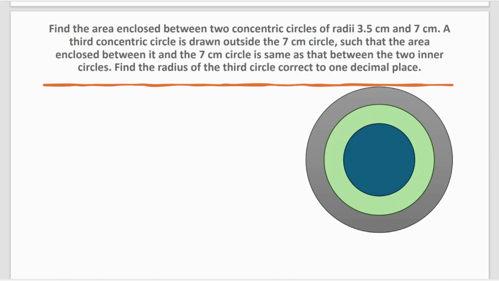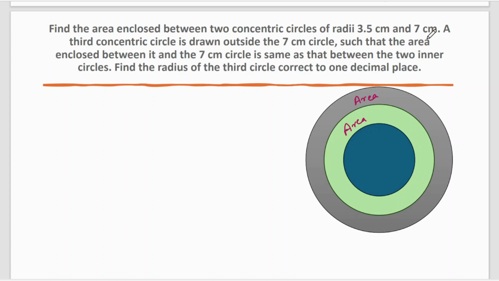Find the area enclosed between two concentric circles of radius 3.5 centimeter and 7 centimeter. A third concentric circle is drawn outside the 7 centimeter circle such that the area enclosed between it and the 7 centimeter circle is same as that between the two inner circles. Okay, so they are telling me that the area of this portion and the area of this portion will be equal.